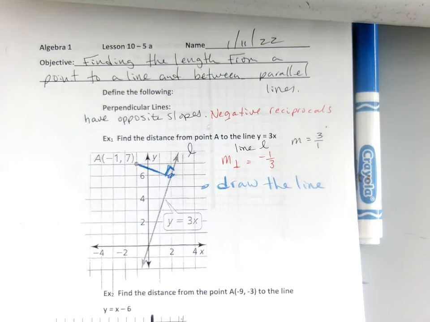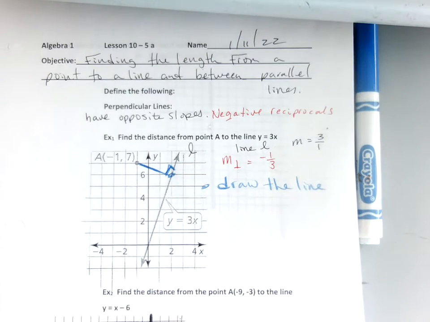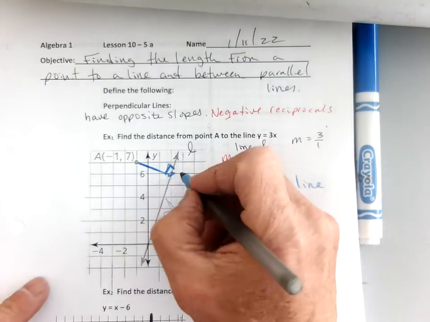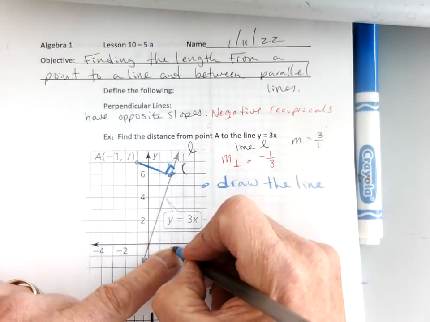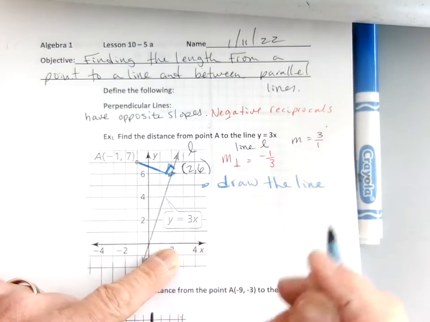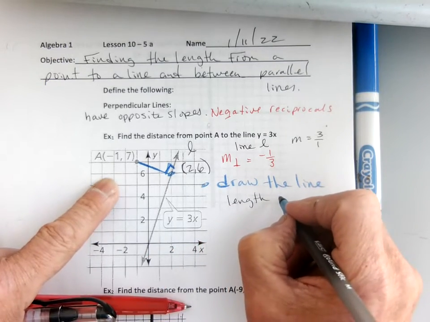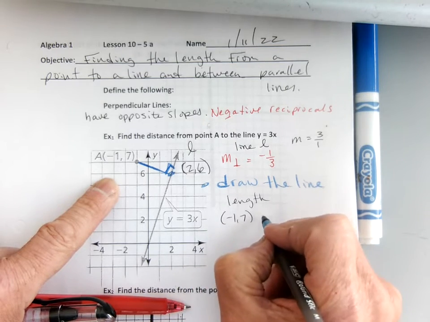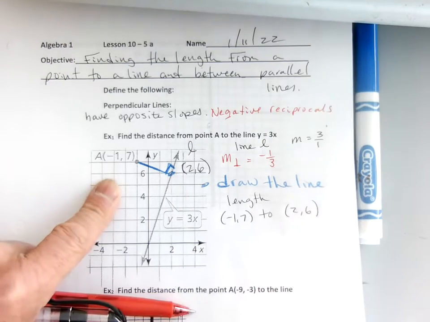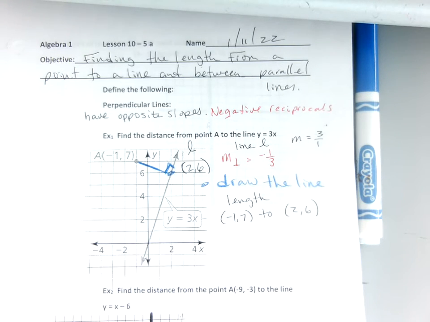Now, if I want to find the length between these 2 points, I need to label this point. I know this point right here is 2, 6, right? So I want the length from -1, 7 to 2, 6. Let me stop and let you catch up so this makes sense. Great question. Where do they intersect? I drew the line, and they intersect at 2, 6. That's the point of intersection.